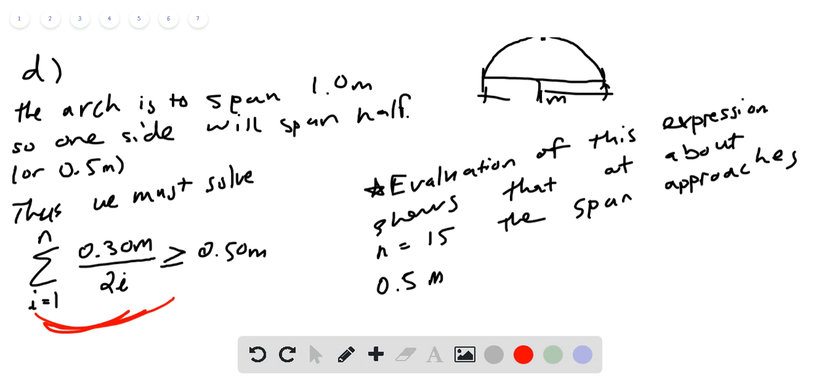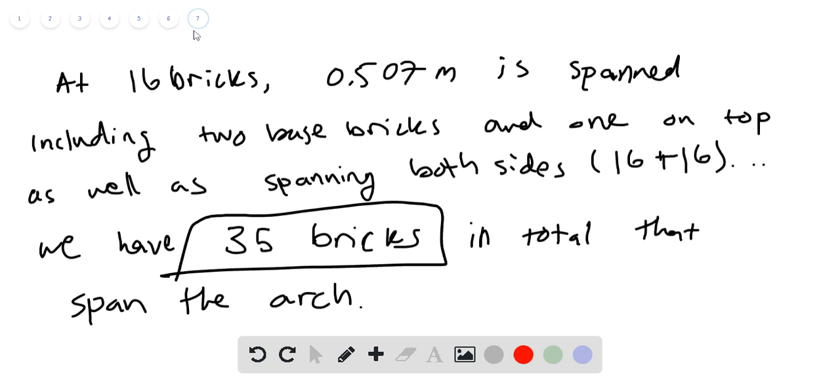And so the evaluation of this expression shows that at about n equals 15, the span approaches 0.5. So I think at 15, it should be about 0.476 or something like that. So really, you need 16 to span it. So let's just go to the last page. So yeah, at 16 bricks, 0.507 meters is spanned.